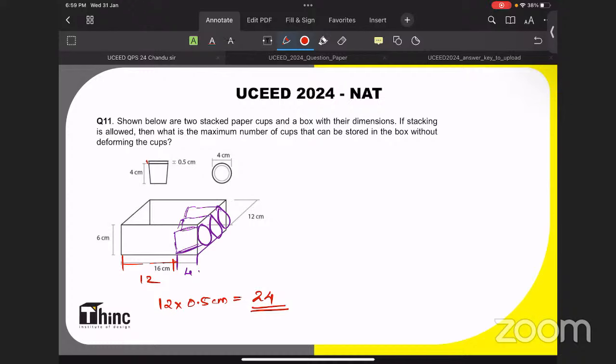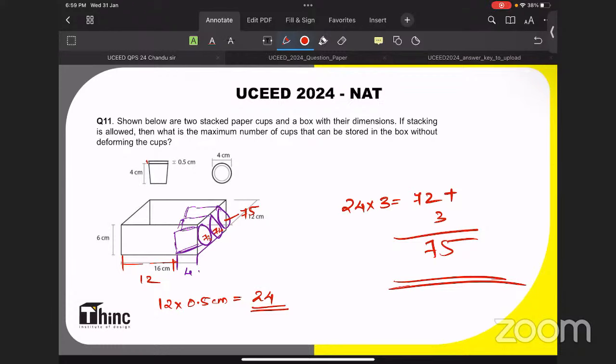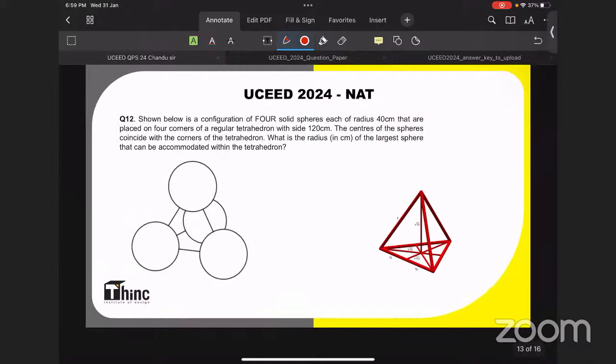So how many columns here? 24 into 3. So that is like 72. Okay. Plus 73, 74, and 75. So 3 more cups we need to add. 75, that was the numerical answer, and it is given in your key also. So 75 is the right answer. Let's move on to the next question.